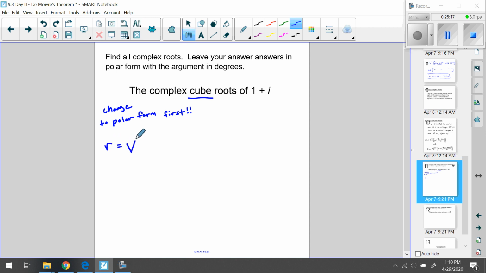Let's find R. Again, if it helps to draw a little sketch, you certainly can do that. It's probably not required once you start to get good at these. If I were to go over 1 and up 1, my point's going to be up here somewhere. So 1 and 1. And so R will just be the square root of 1 squared plus 1 squared. In this case, R will be the square root of 2.